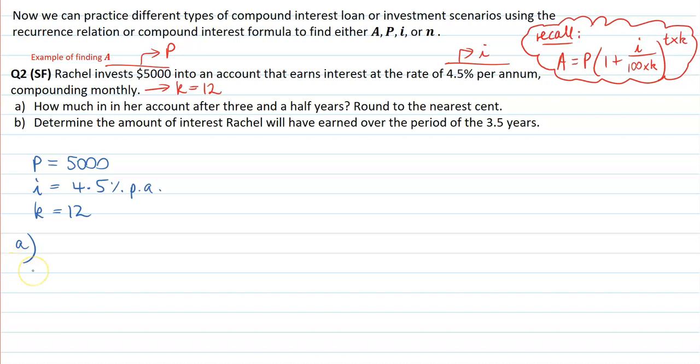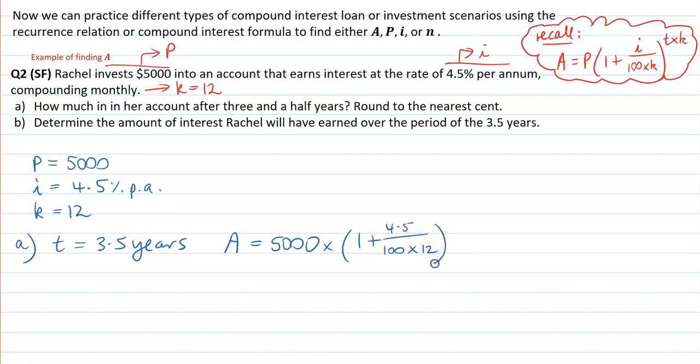They want to know how much is in your account after 3.5 years. So that extra bit of information is our time is 3.5 years. So now I have all the information I need. It's just a simple matter of substituting everything that I have into my compound interest equation. And then plugging all of that into the calculator.